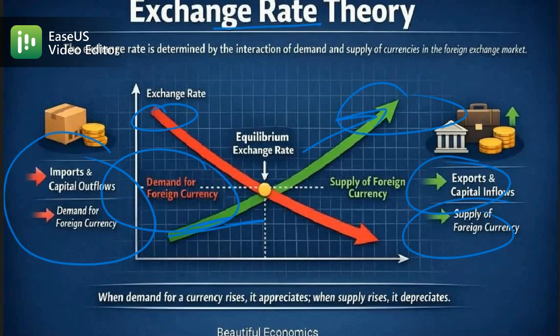Okay, guys, now I will explain to you what exchange rate theory is. Exchange rate theory explains how the value of one currency is decided by another, like how many Pakistani rupees you need to buy $1. So if you see here, we have two arrows and two lines.